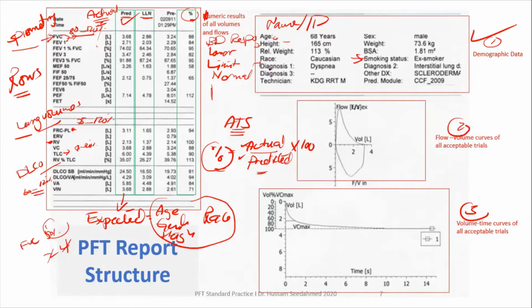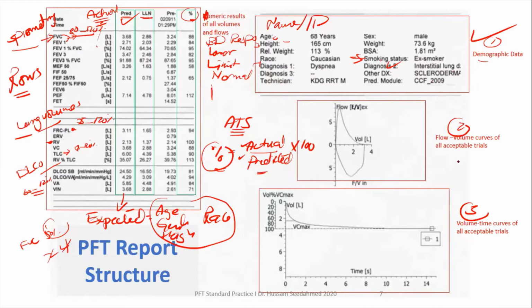Others, optional, can have the differential diagnosis or the chief complaints that made this patient come to the pulmonary lab to do the PFT. Another thing we mentioned that is important is the smoking status of the patient. And this is for the demographic data.